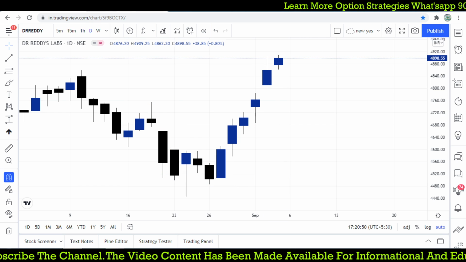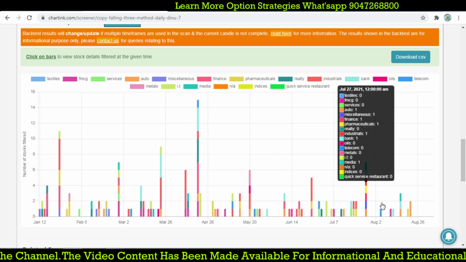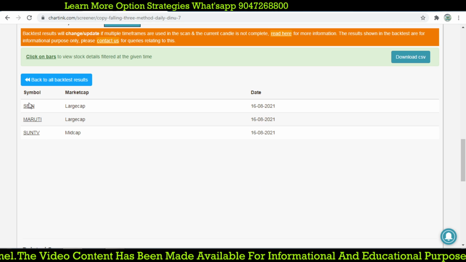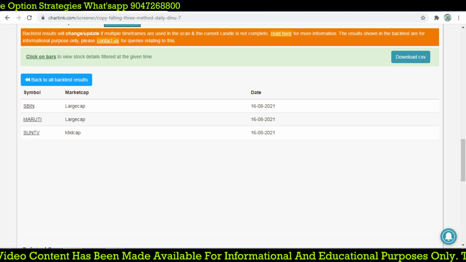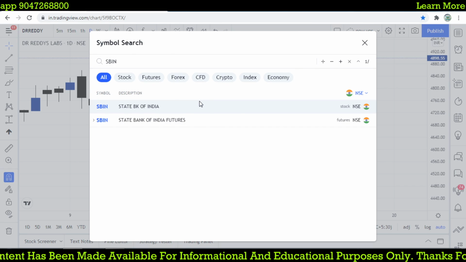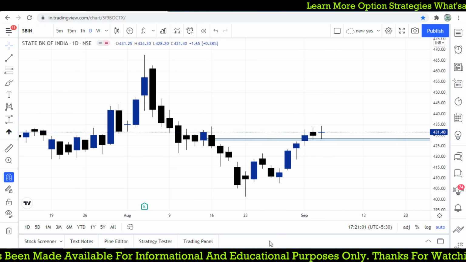Third one. Let's check the exact candlestick pattern where it forms in three stocks: SBIN, Maruti, Sun TV on 16th August. SBIN, 16th August.